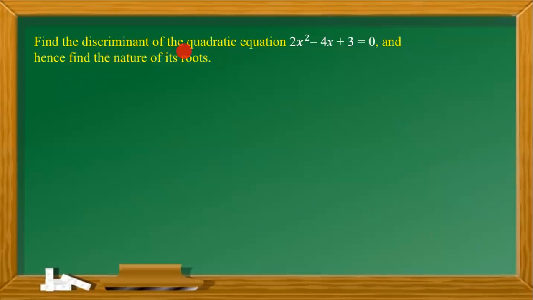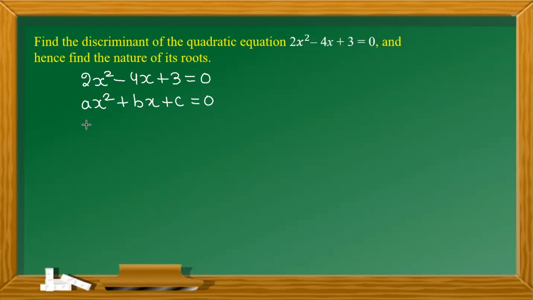Find the discriminant of the quadratic equation 2x² − 4x + 3 = 0 and hence find the nature of its roots. Let us try to solve it. The given quadratic equation is 2x² − 4x + 3 = 0. When we compare it with ax² + bx + c = 0, we get a = 2, b = −4 and c = 3.